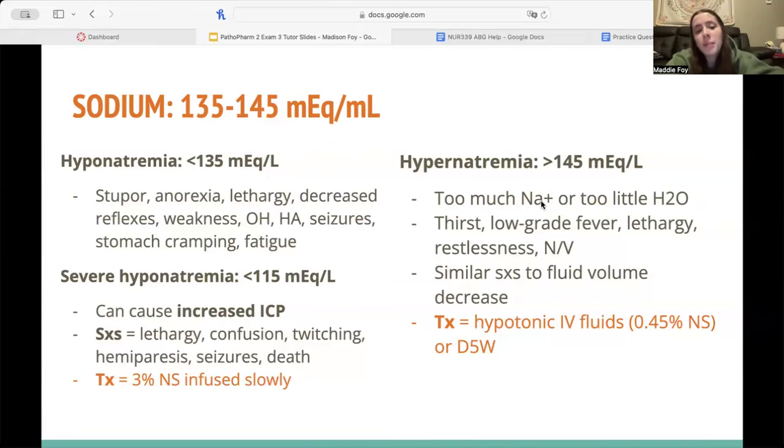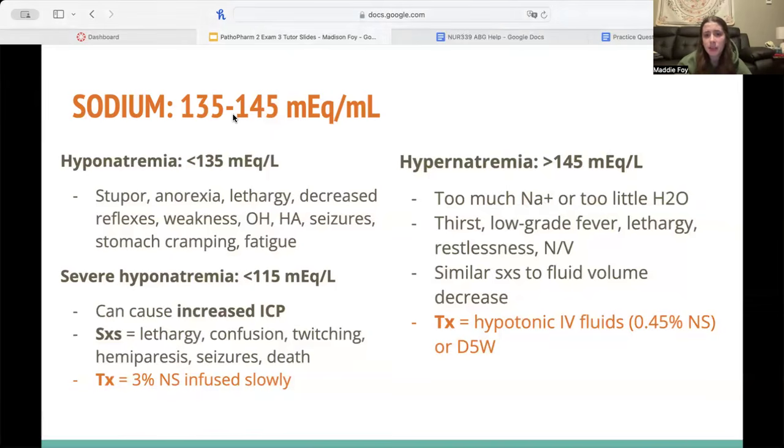So that's hyponatremia. Severe hyponatremia is under 115, and that's when it gets really dangerous for your increased intracranial pressure. Symptoms here are extreme lethargy, confusion, twitching, hemiparesis, so weakness on one side of the body, seizures, and death. I would know all of this about increased intracranial pressure. The treatment for increased intracranial pressure and severe hyponatremia is typically 3% normal saline infused slowly, which is that hypertonic solution. Also, sometimes we see mannitol, which is a diuretic that we're going to talk about a little bit later.